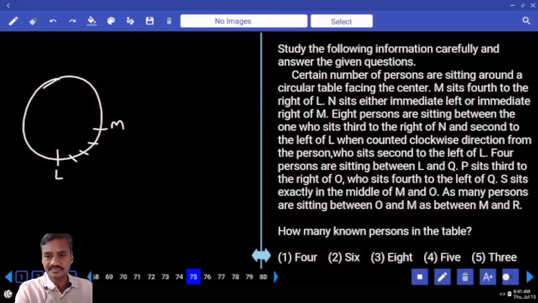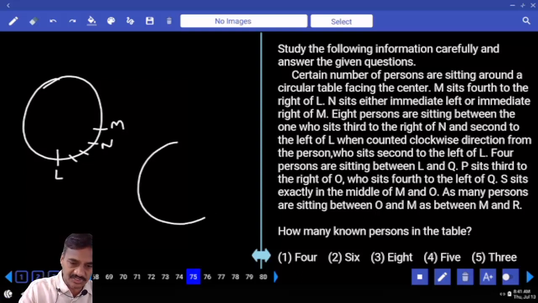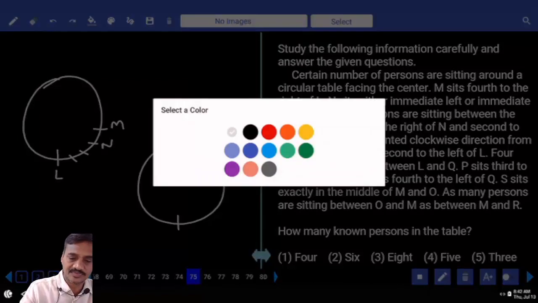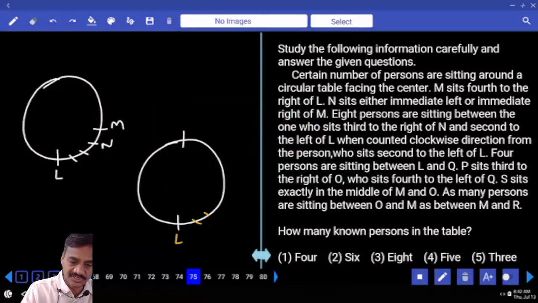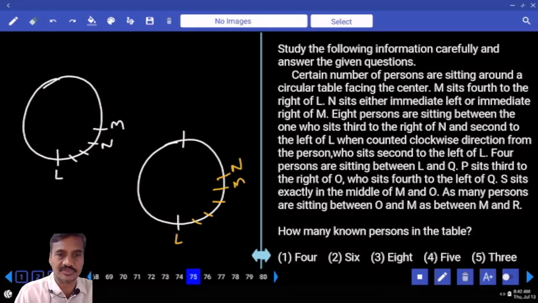And N sits either immediate left or immediate right of M. Then what about this N? N can be here, that is one possibility. Then what is the other possibility we have? N can be immediate right hand side of M. Hence there are two different possibilities here. Hence we are writing the second possibility as well. Now L is at this place. If L is here, there are three persons between L and M, and N must be the immediate neighbor.